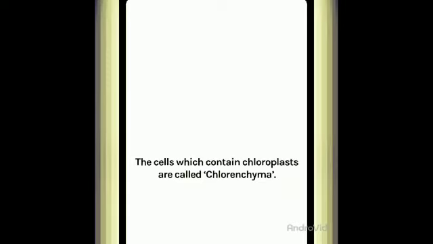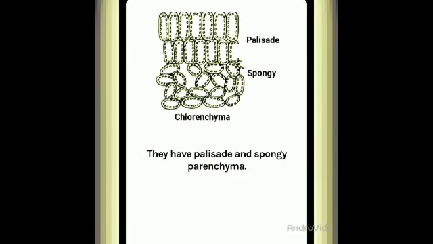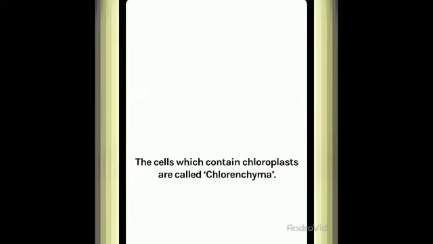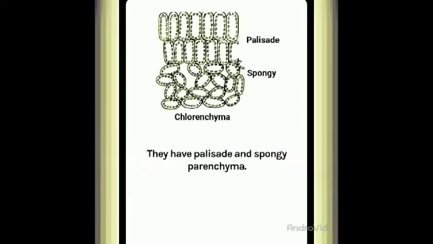So chlorenchyma is what? The cells which contain chloroplast. So chloroplast containing cells are called chlorenchyma. So here the word is saying chlor, right? So chlor means it contains chloroplast. They have palisade and spongy parenchyma. The speciality of this chlorenchymatous type of tissue is they have palisade and spongy type of parenchyma.